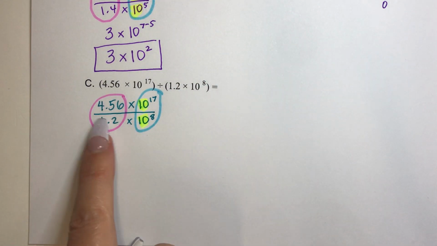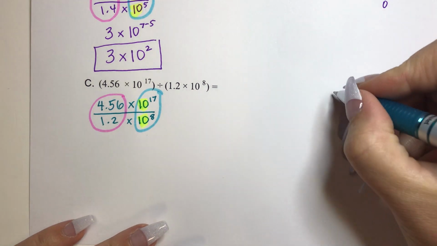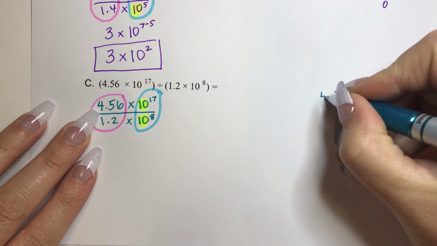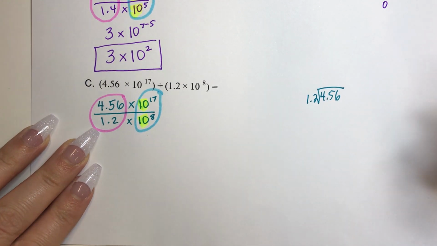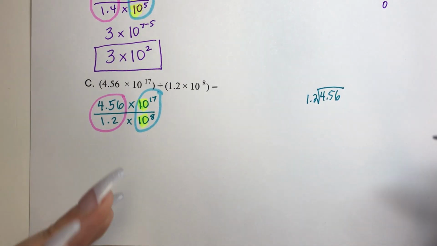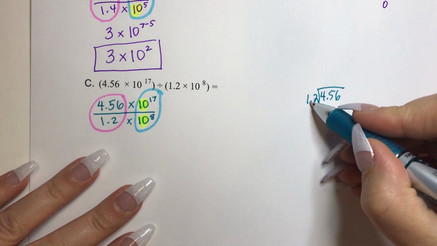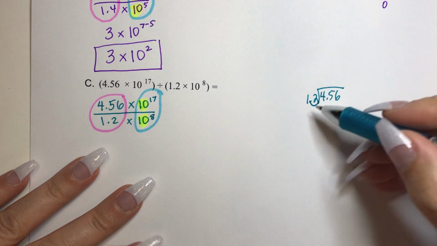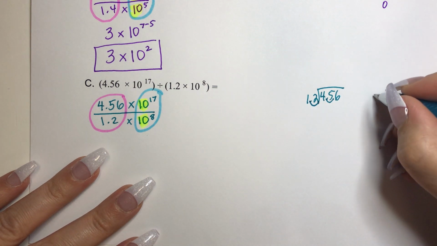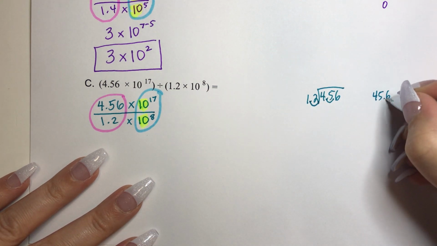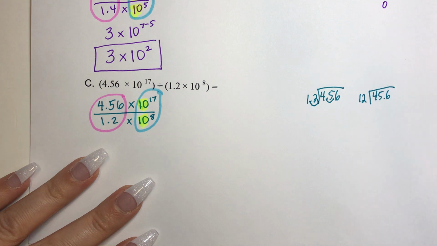So first I'm going to take this and do this division over here on the side. So we have 4.56 being divided by 1.2. Whenever you're dividing by decimals, the first thing is you can never divide by decimals. So I'm going to get rid of the decimal by moving it one decimal place to the right. If I do that here, I also have to do it here. So I end up with 45.6 divided by 12.